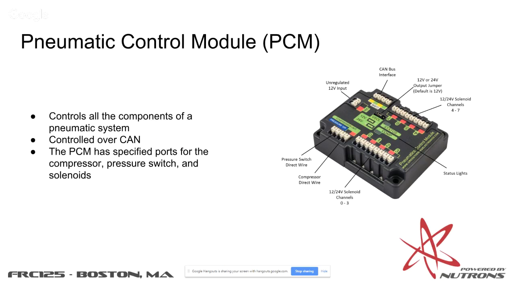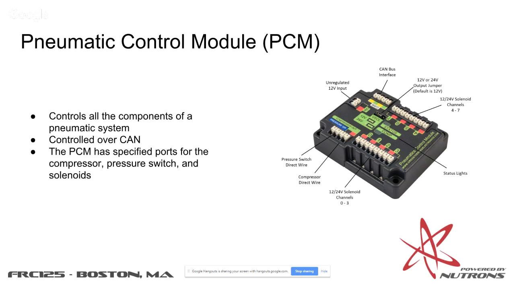Okay, the pneumatic control module, or the PCM, is basically what controls any pneumatic system. It's pretty simple. It's controlled over CAN. We'll talk more about what CAN is in a little bit. It has specified ports for the compressor, pressure switch, and solenoids. These will also be constants in your code.